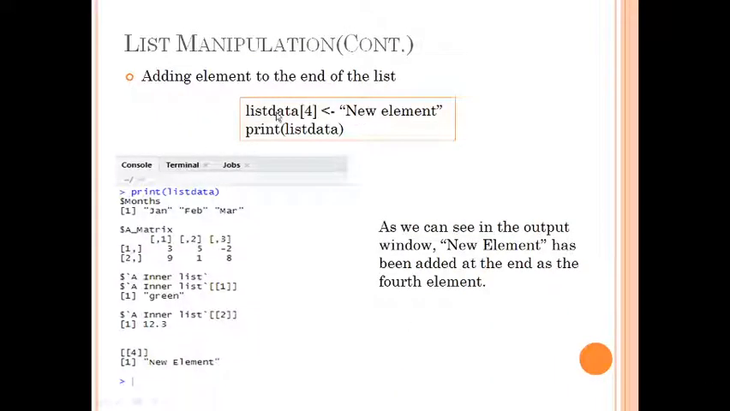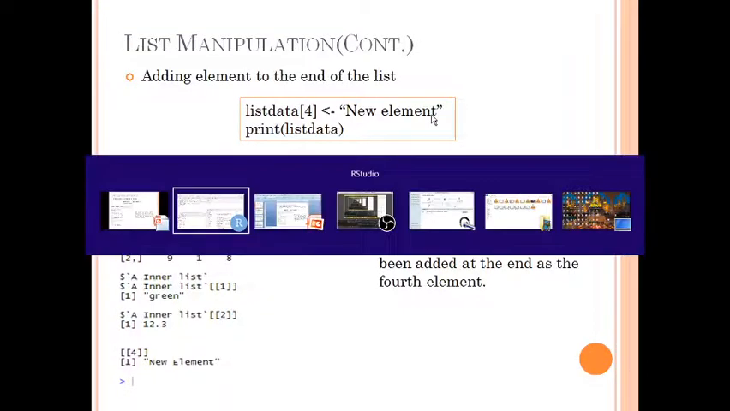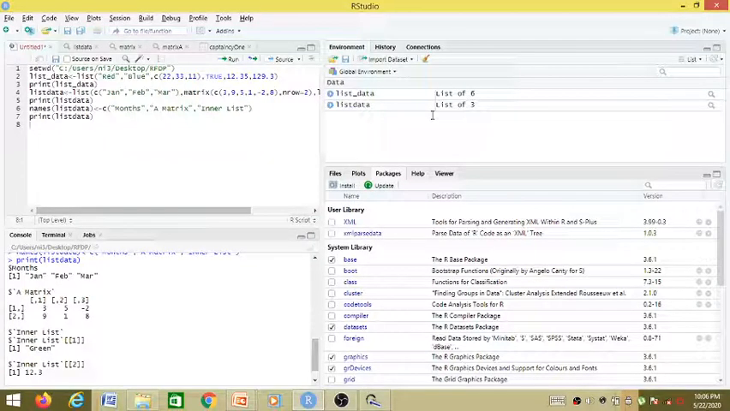Moving forward, we can add a new element at the end of the list simply by giving the list name and the index. So as we know, in list data we already have three elements. So the next element will have index 4. At that index, whichever value we want to pass. Here we are passing just a string value. We could have passed any type of value here. That could have been a matrix or a vector or a list or a function, anything. But for the time being, we are just passing a string.